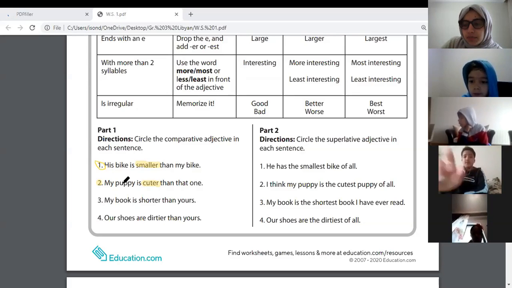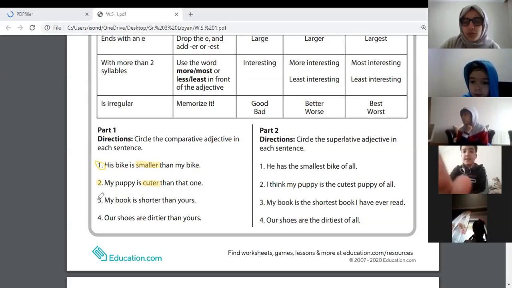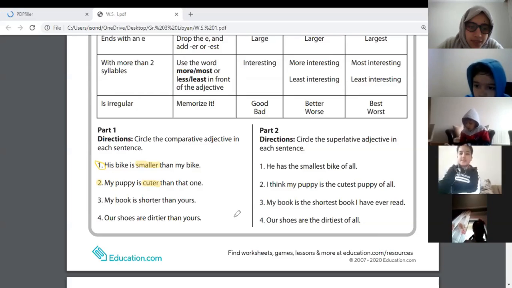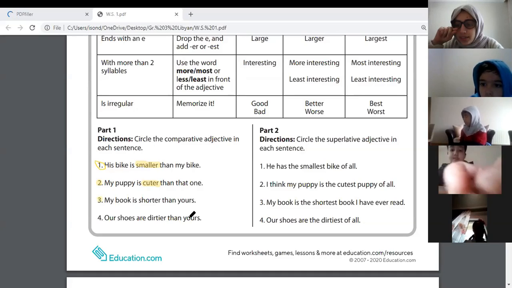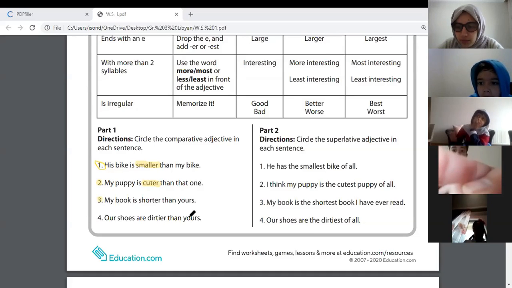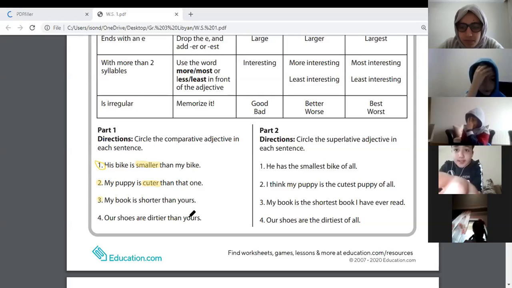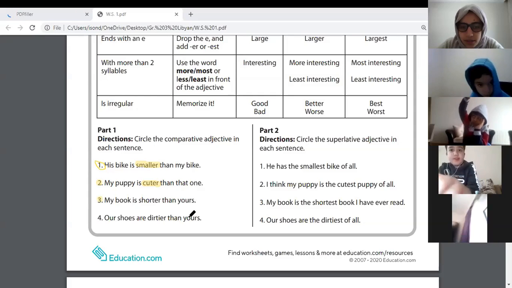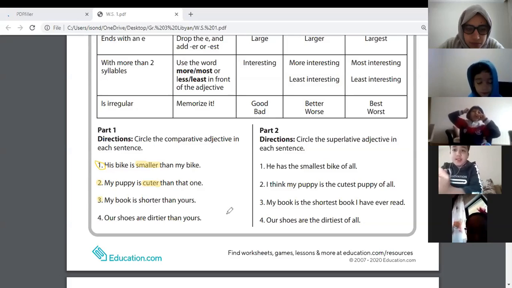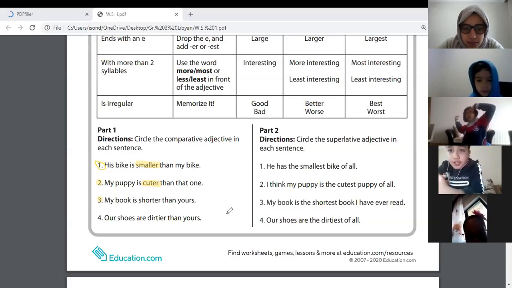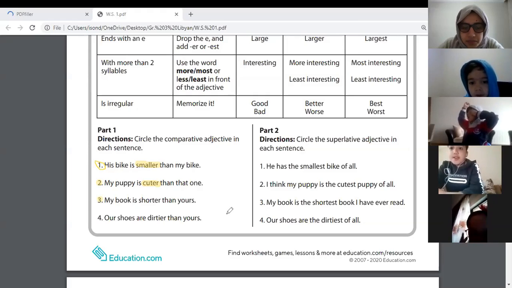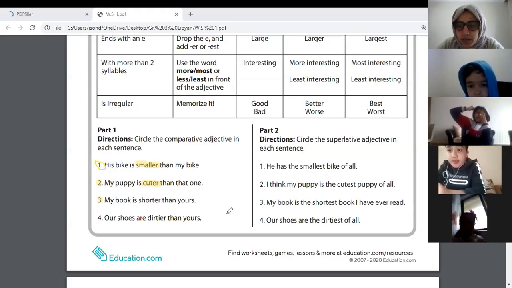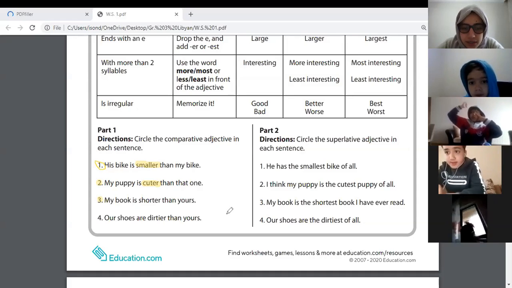Uthman, can you help us with the third one? Do you see the screen? Which number? Number 3. My book is shorter than yours. Well done. Very good reading, Uthman.